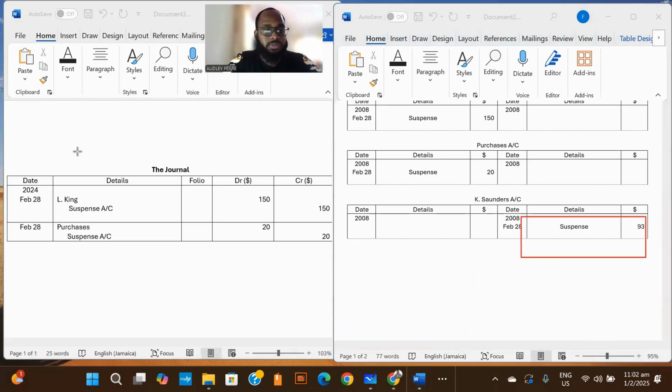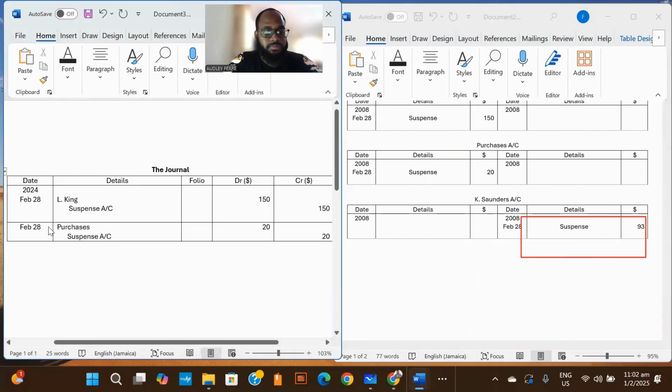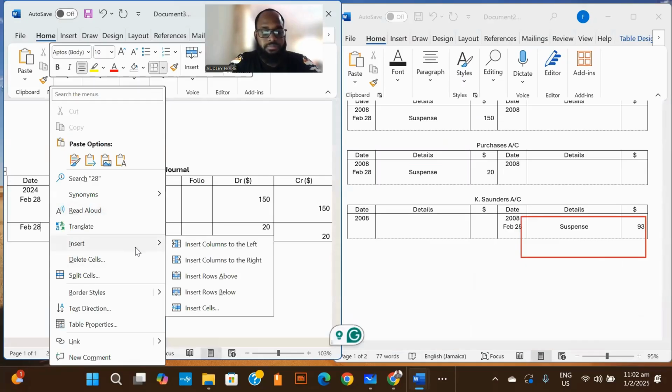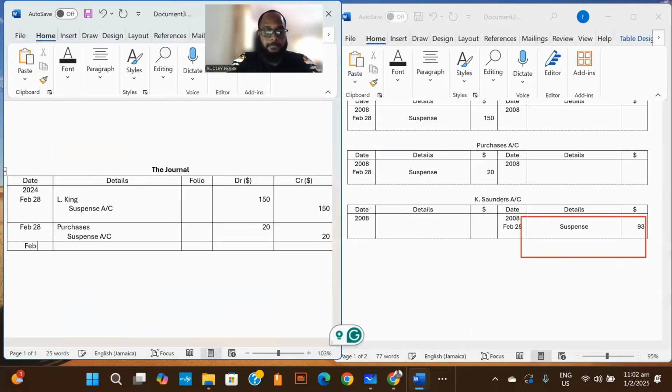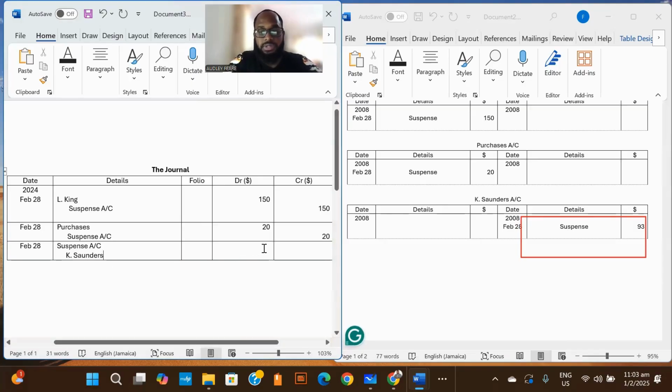All right, so let me insert. Debited Suspense account, and we credited K Saunders account. And of course, this would be 93. And it's as easy as that.